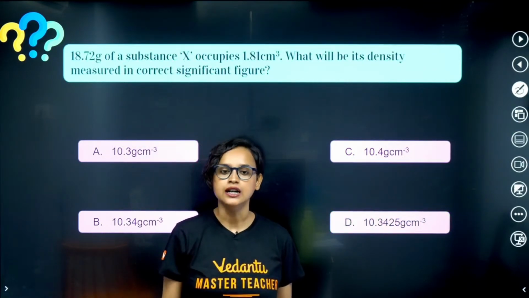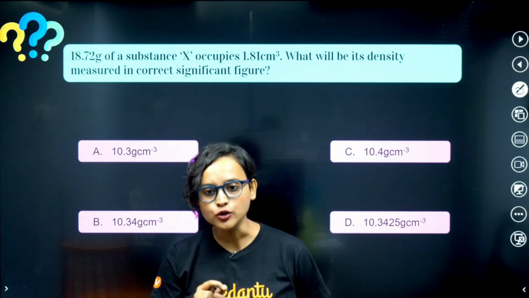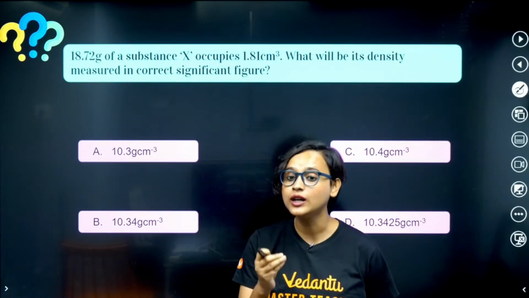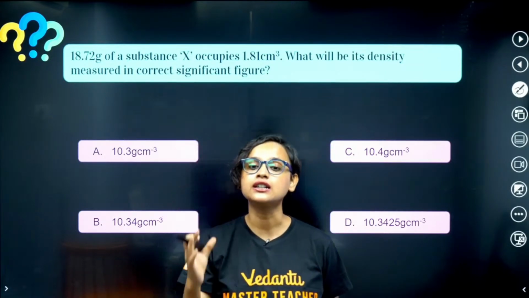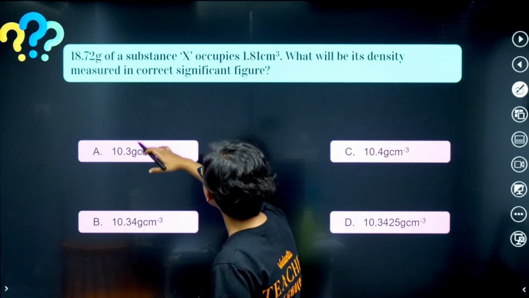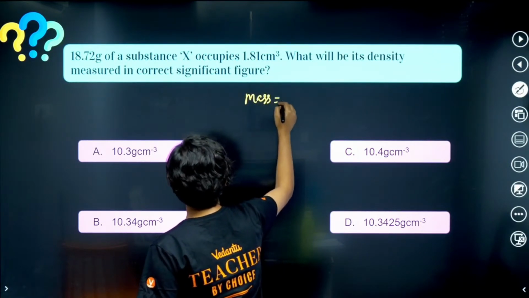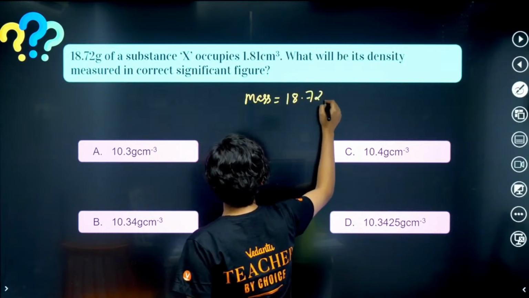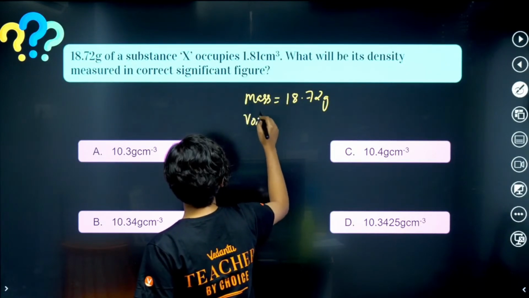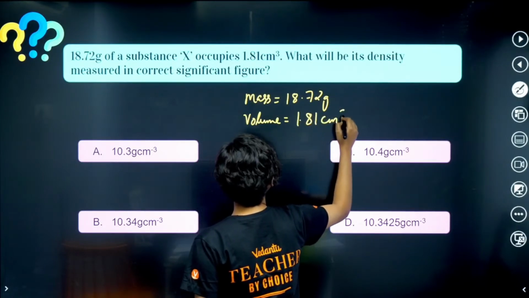Next question for you. 18.72 gram of substance X occupies 1.81 centimeter cube. What will be its density measured in correct significant figures? Very simple, very easy. What is it asking? 18.72 gram is the mass. So mass is equal to 18.72 gram. Then it says it occupies 1.81 centimeter cube, so this is the volume.